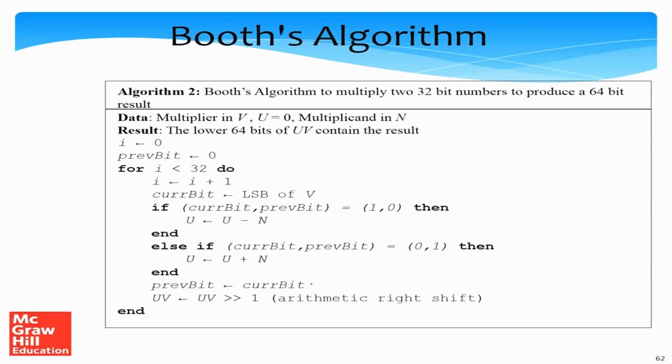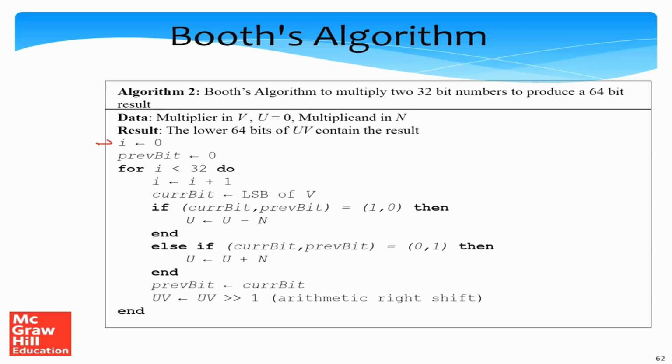So let us take a look at Booth's algorithm, which uses exactly the same hardware plus a little bit of extra circuitry, but the hardware is the same as the iterative algorithm. So we multiply two 32-bit numbers to produce a 64-bit result. The multiplier is in V and U contains a 0. The multiplicand is in N and the 64 bits of UV will contain the result.